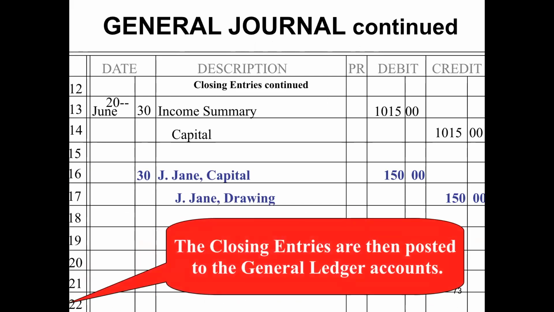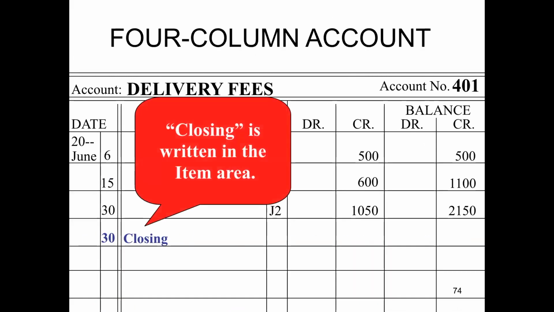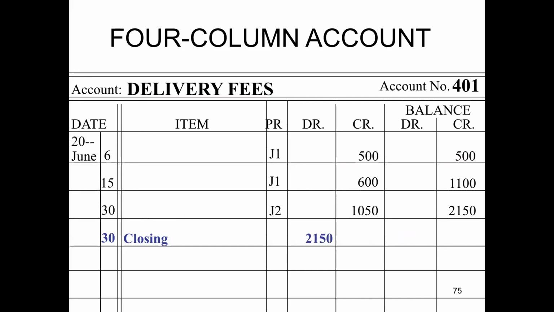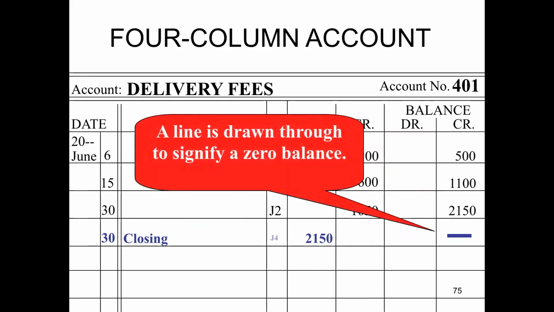So the closing entries are then posted to the general ledger. We have to do one by one. For example, under delivery fees, we have to write closing in the item area to show that this entry is for closing entry. So debit 2,150. Right now, the balance of delivery fees is 0. You can use a line to signify a 0 balance, or you can also put 0, it is okay.